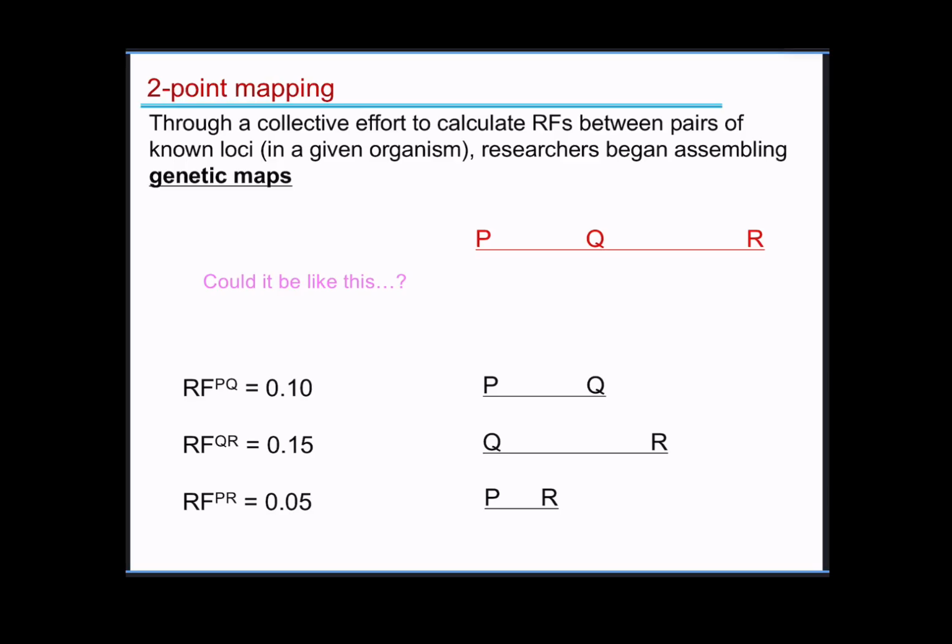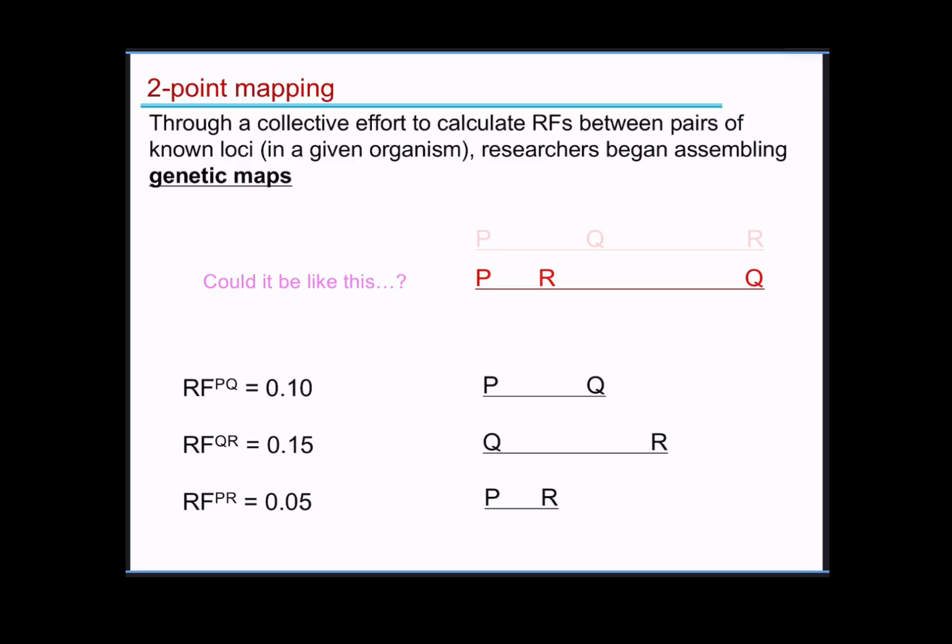Could it be like this? Could the map be like this? So then what you do is you say, okay, P and Q, 10. All right, I'm going to write it down, 10. Q and R, 15. Okay. So since recombination frequencies are nearly additive, the distance between P and R should be 25 mapping units, right? Is it? No. So we can rule out this particular map.